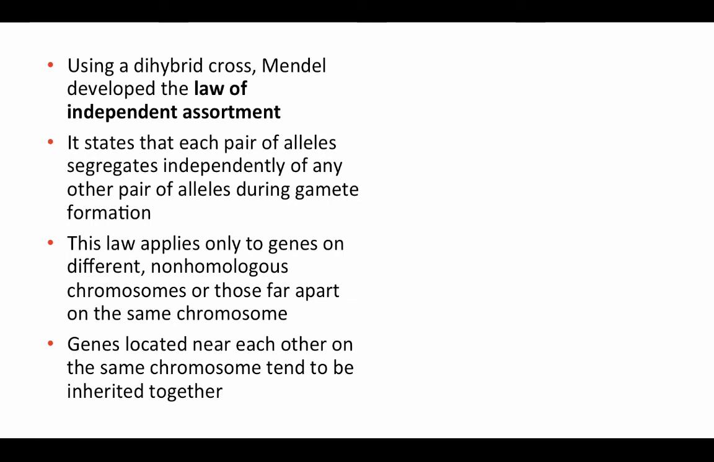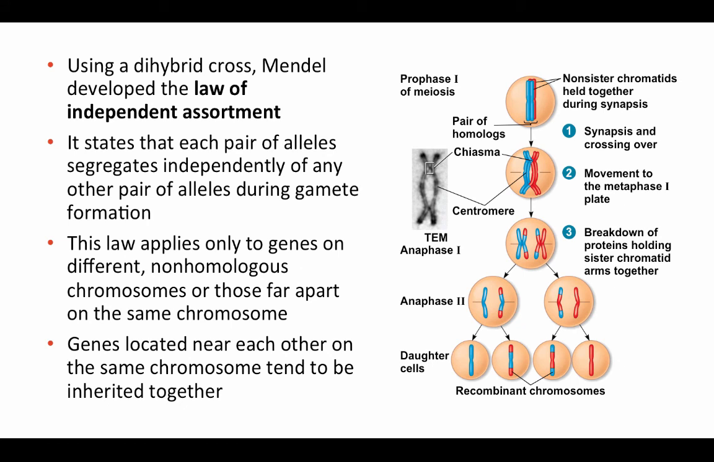So genes located near each other on the same chromosome do tend to be inherited together and show patterns of dependent inheritance. So what's the difference? So it comes back to this idea of crossing over during meiosis, because genes that are farther away from each other are more likely to have a crossover event in between them that is going to separate those two genes from each other than genes that are very close together.